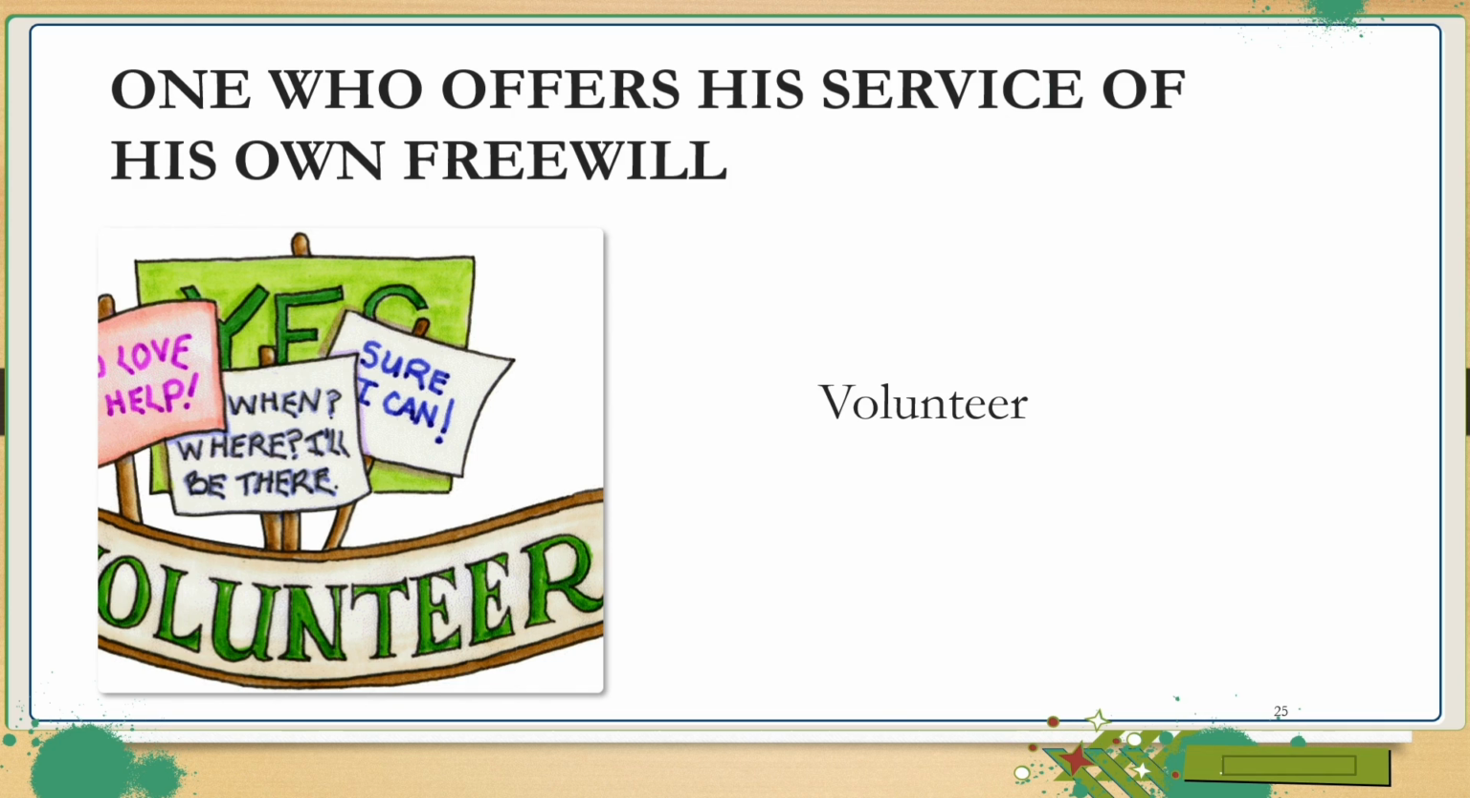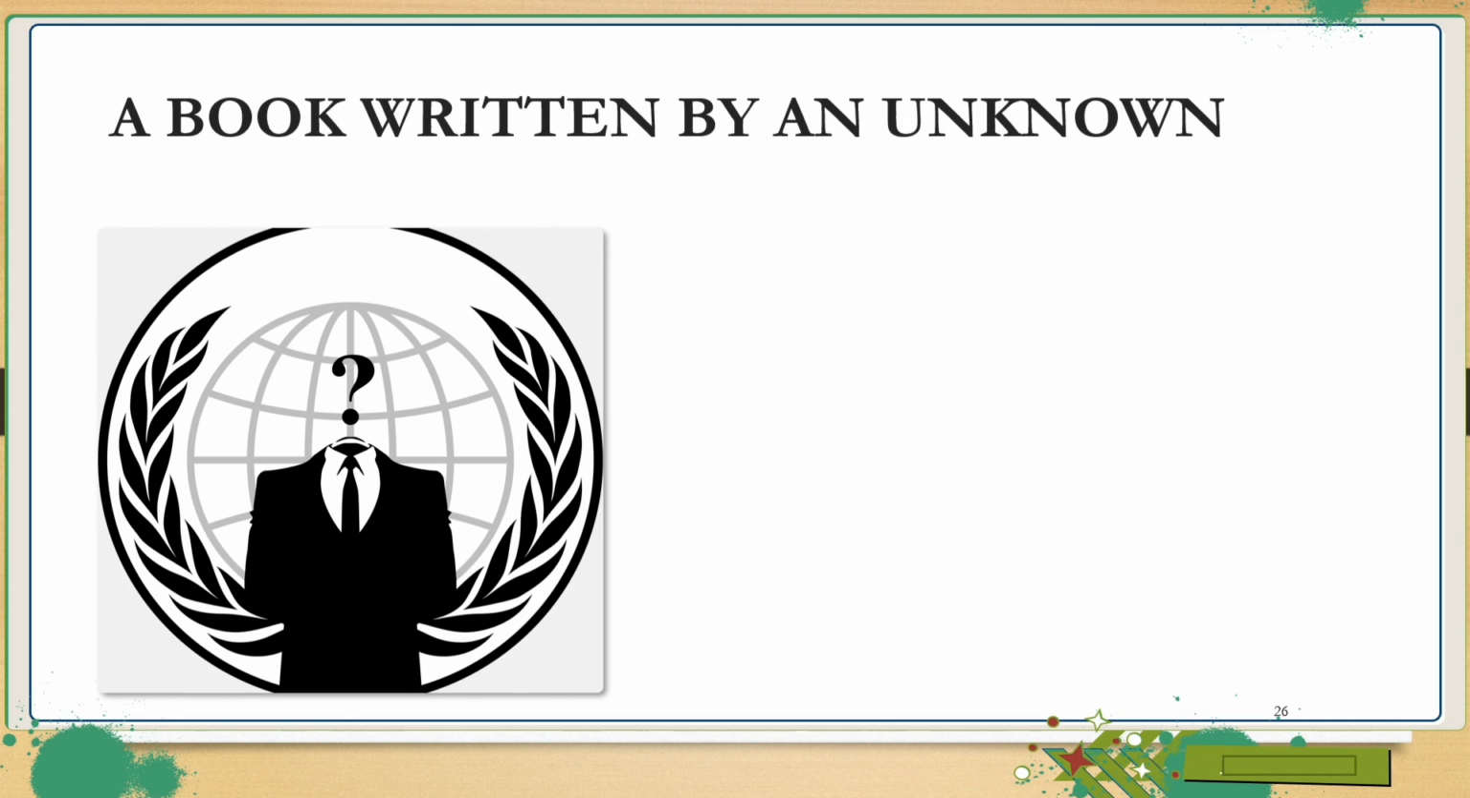So next one is a book written by an unknown. Now we often see various quotes, various books, various sayings which are credited as anonymous. Anonymous is the word for someone who writes something, but the author of that book or that particular item is not known. So in that case, anonymous is the word that is used to substitute all these words. So a book written by an unknown is known as anonymous.